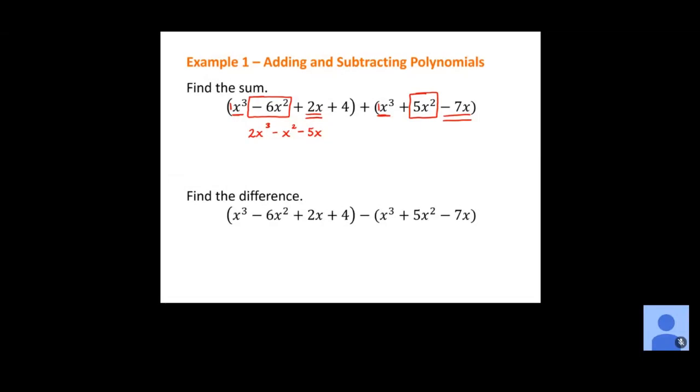And is there anything else we have here? Yeah, we still have the 4. There are no like terms to combine the 4 with, so I just have to make sure I bring that down. So it's a positive 4, so I'm just going to bring down the plus 4, and that right there would be our sum for those two polynomials. Any questions on any of those steps for that one?